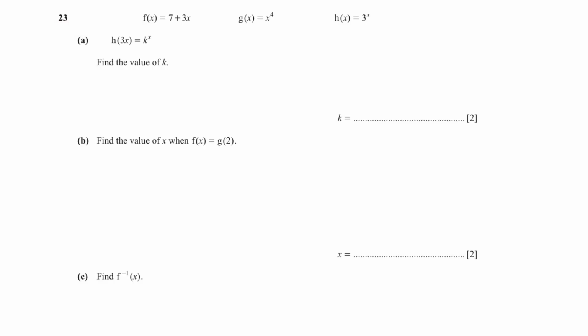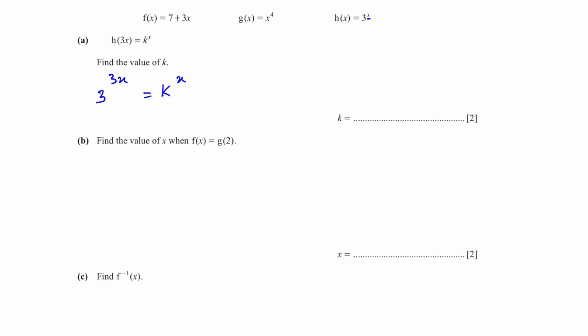Question number 23, we can see it is a function question. We have been given three functions, f of x, g of x, and h of x. Let's start with the first one. H of 3x is equal to k to the power of x. So h of 3x means wherever there is x in h, we substitute it with 3x. In place of this x here, we will write 3x is equal to k to the power of x.